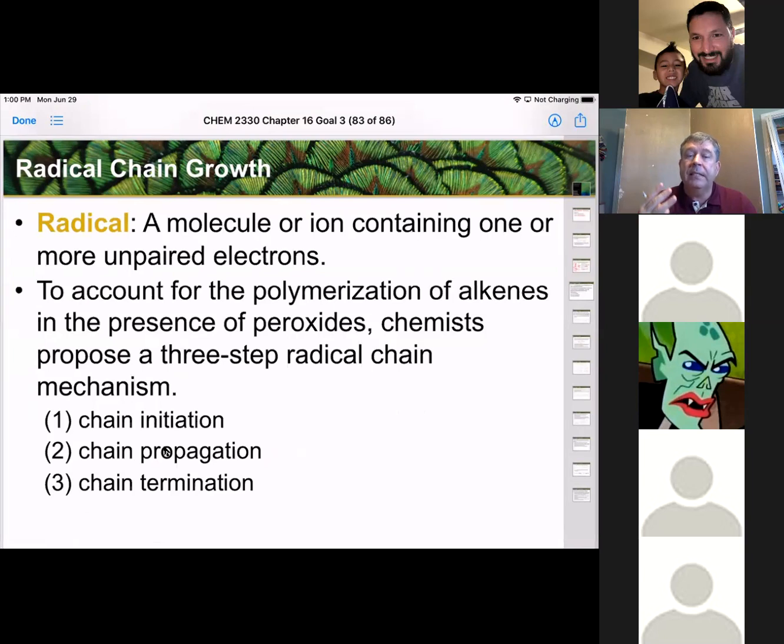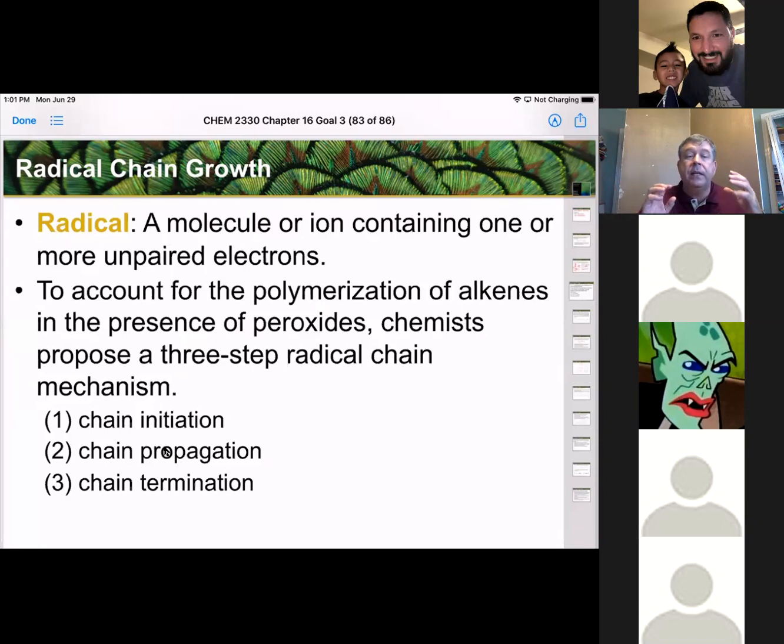So that means we have 3 steps in every one of these radical chain growth mechanisms. The first thing you do is you generate an unpaired electron on the polymer. Then you use that unpaired electron to grow the polymer. And then when you take away that electron or react it with some other single electron to terminate the growth is the last step. So the first step is initiating the chain. The second step is propagating the chain. And the third step is terminating the chain.